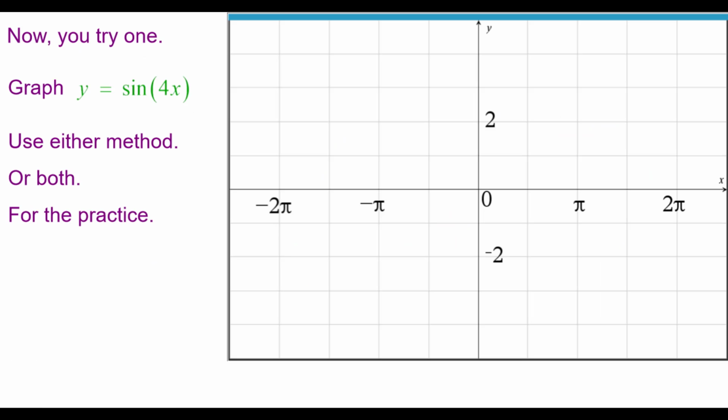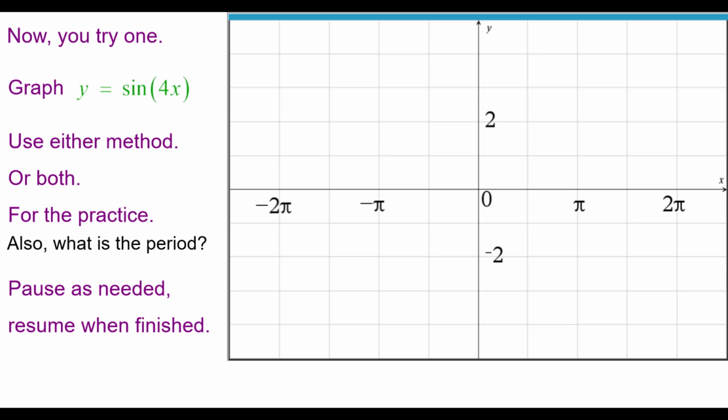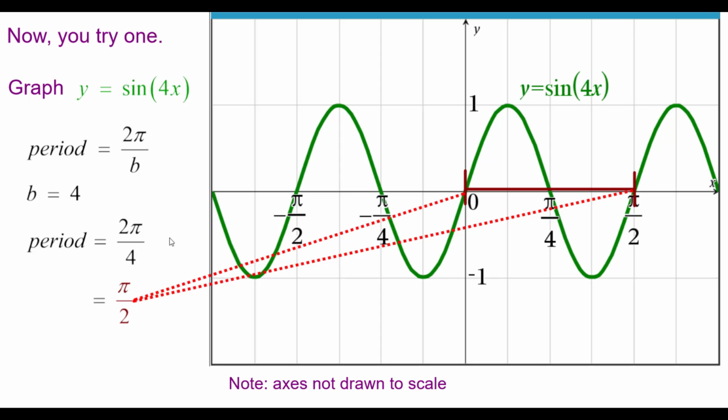Now you try one. Graph y equals the sine of the quantity 4 times x, and you can use either method or both for the practice. Also, tell us what is the period. Pause as needed. So it turns out the period is 2 pi divided by 4, which simplifies to pi over 2, and you can see that in the graph here. Notice that the axes are not drawn to scale.